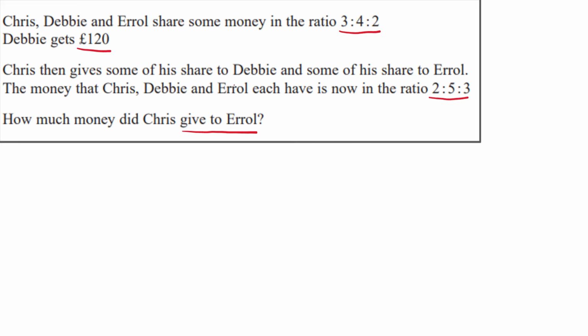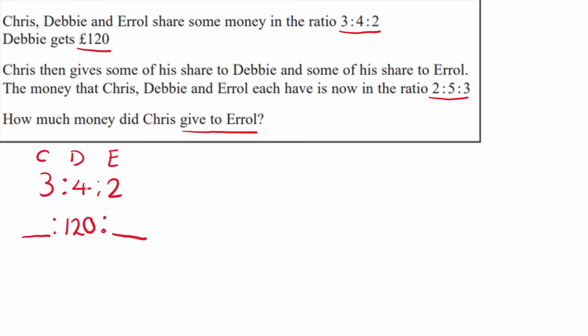Let's first write down the ratio given at the beginning of the question, 3 to 4 to 2, and label who it represents. So we've got Chris, Debbie, and Errol. We are told that Debbie gets £120. I'm going to put 120 directly under Debbie underneath the 4. I want to work out how much Errol gets and how much Chris gets.